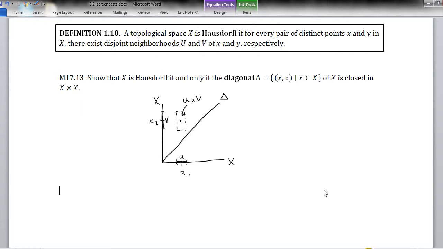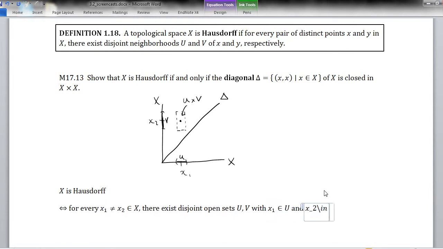All right, well, to prove this if and only if statement, let's do a sequence of equivalences. And I can begin by saying that X is Hausdorff is equivalent to the definition, right? For every x1 and x2, I'll use x1 and x2 because they're both in X, which are distinct, there exist disjoint open sets U and V in X, right, with x1 in U and x2 in V.